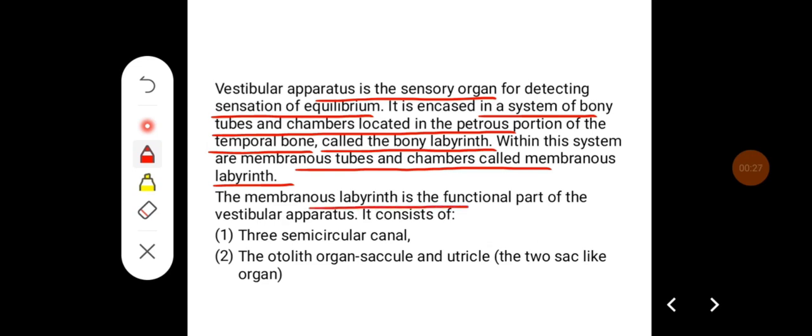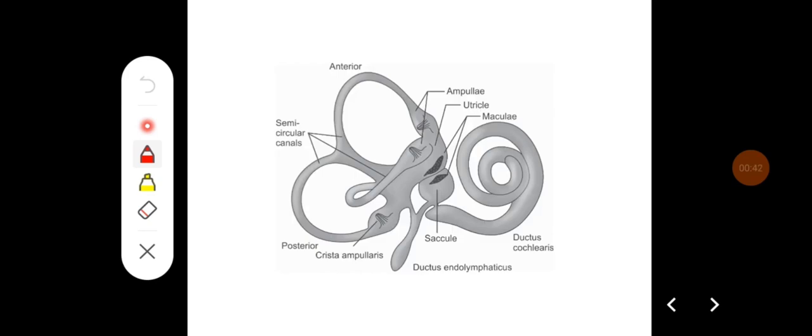The membranous labyrinth is the functional part of the vestibular apparatus, and it consists of three semicircular canals and the otolith organs, which are called the saccule and utricle. These are two sac-like structures or organs. This diagram shows the vestibular apparatus, which consists of semicircular canals represented in the three planes, 90 degrees to each other, and you have the utricle and saccule.